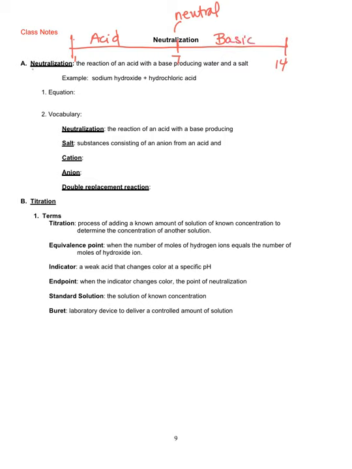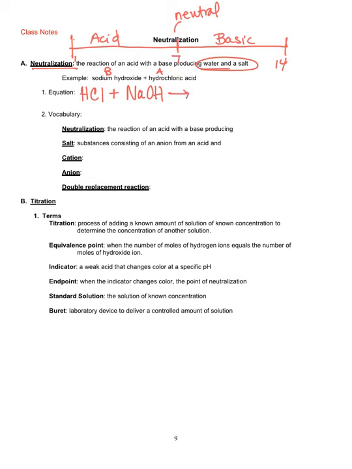So neutralization is the reaction of an acid with a base, and what's going to be produced is water and a salt, always. An example would be sodium hydroxide, this would be our base, with hydrochloric acid, that's our acid. So you would write that HCl, hydrochloric acid, plus sodium hydroxide. Make sure you check your charges. 1 to 1 and 1 to 1.